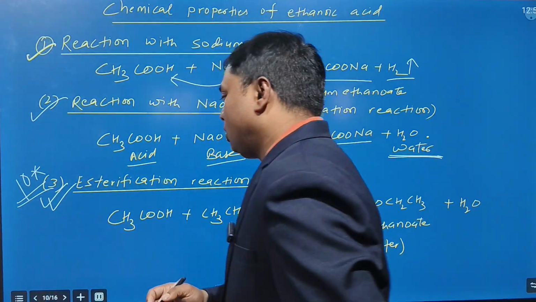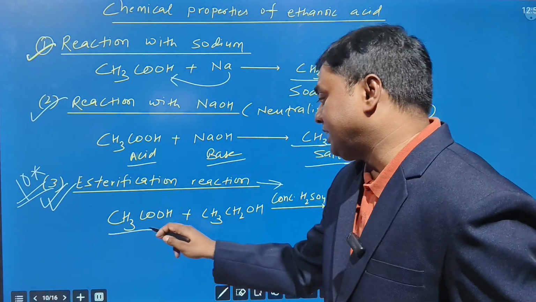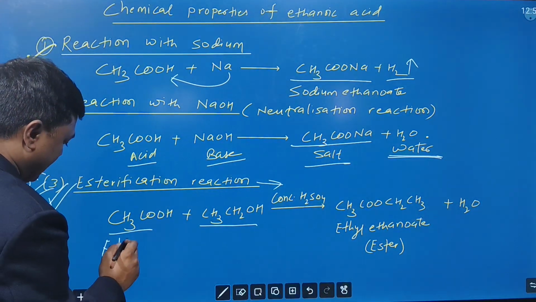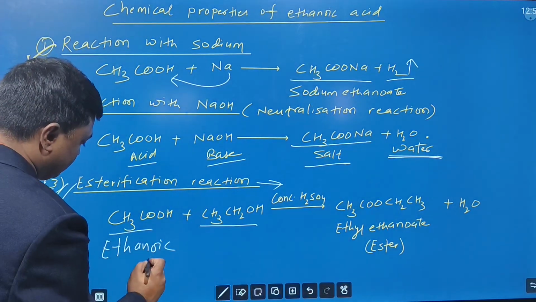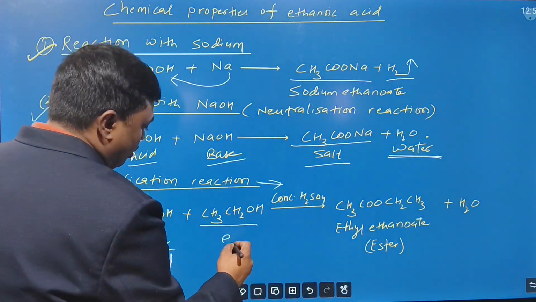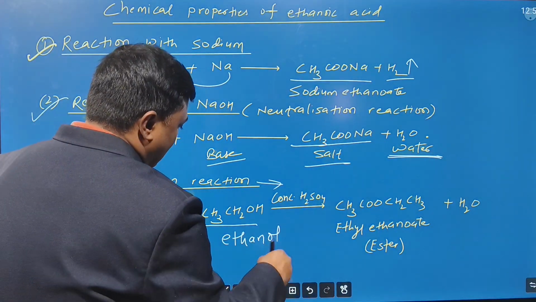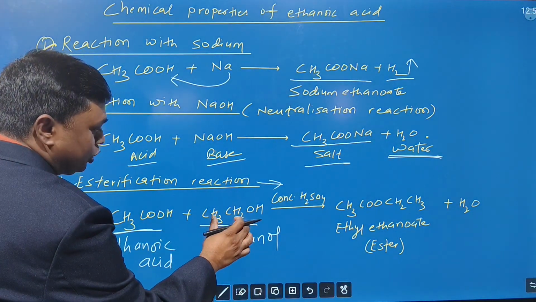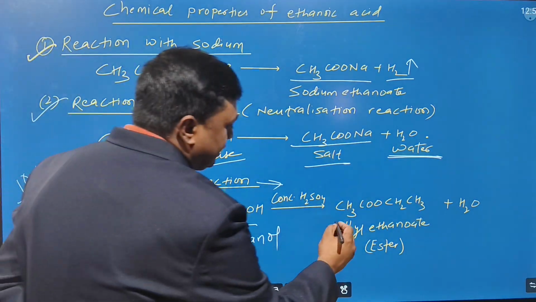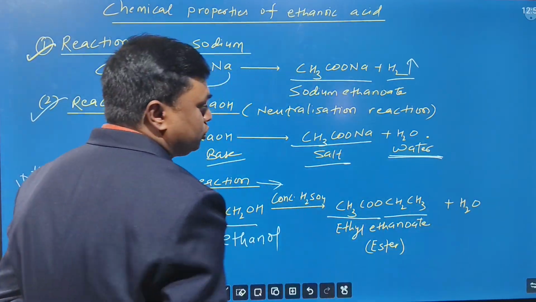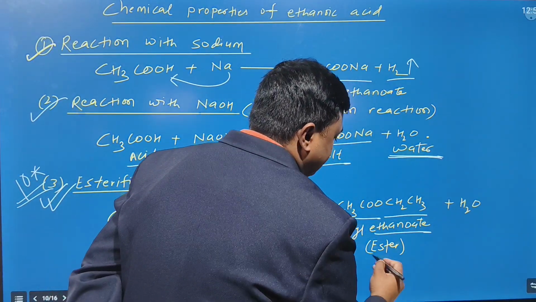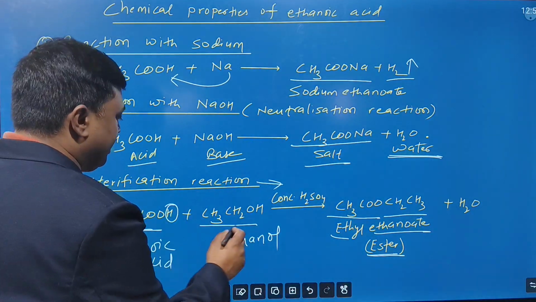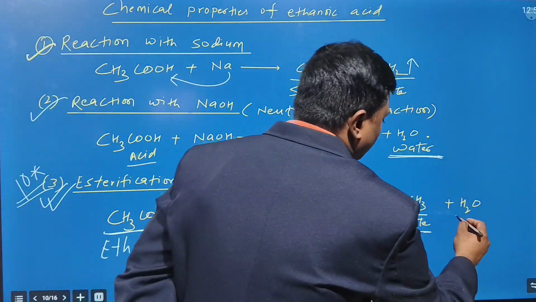Esterification reaction. In this reaction, what happens? Ethanoic acid, CH3COOH, reacts with ethanol. Try to understand: CH3COO and just reverse and write CH2CH3 will combine to form CH3COOC2H5, that is ethyl ethanoate. It is a fruity smelling compound called an ester. Plus you see, H from here and OH from here is lost, it will form H2O.